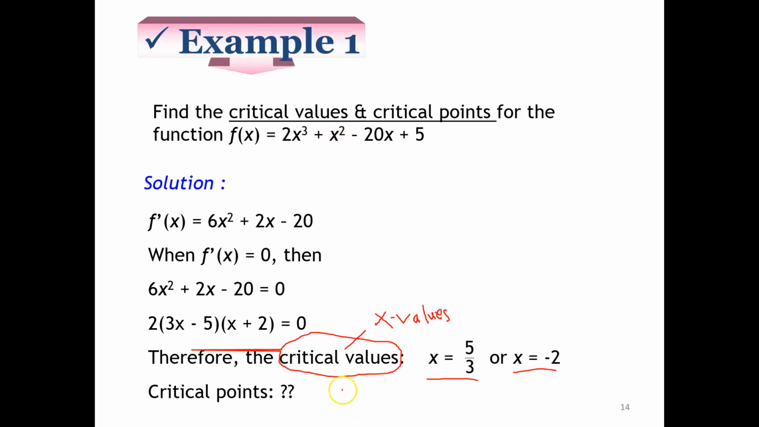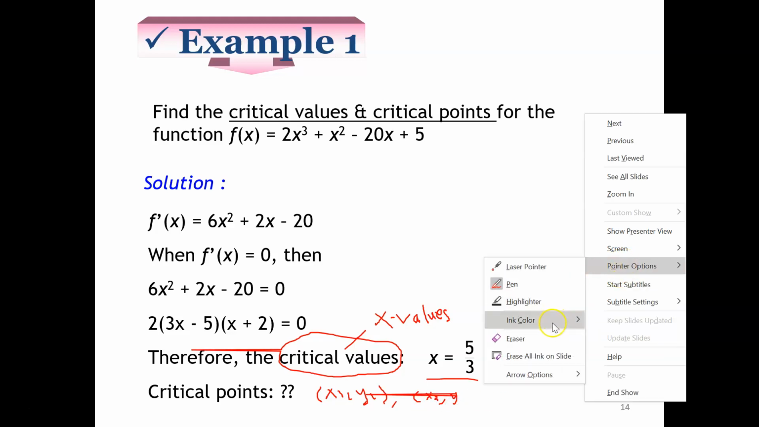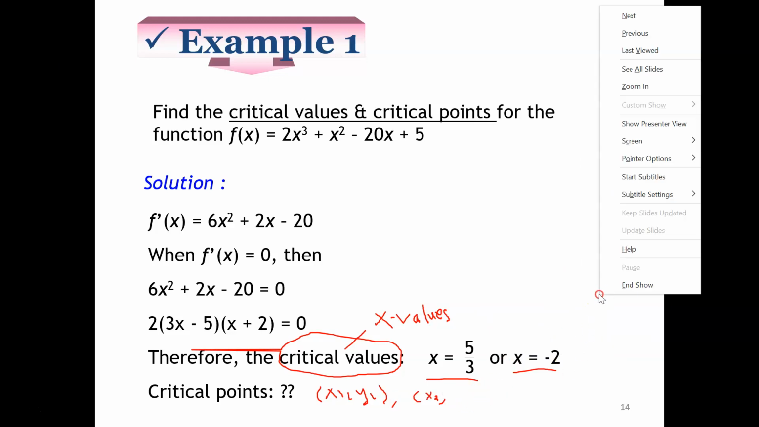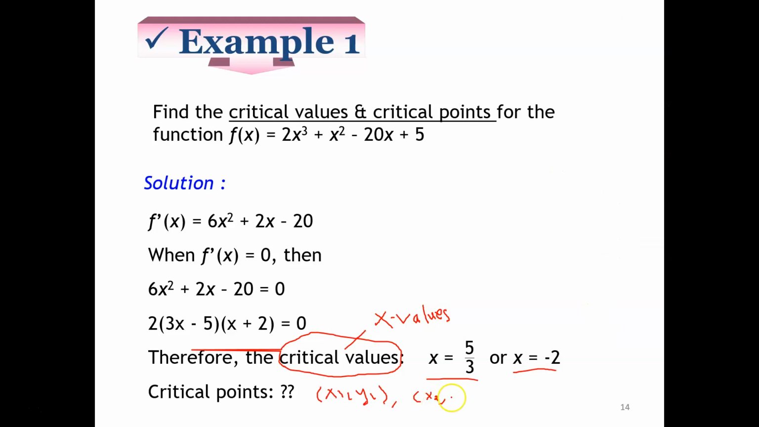Okay. Then for the critical points, I leave it to you to find them. Your x1 and y1. The other one will be x2 and y2. So I leave it to you to try. Just substitute these x values into the original f(x), not the derivative, to find y. So you will get two points there.